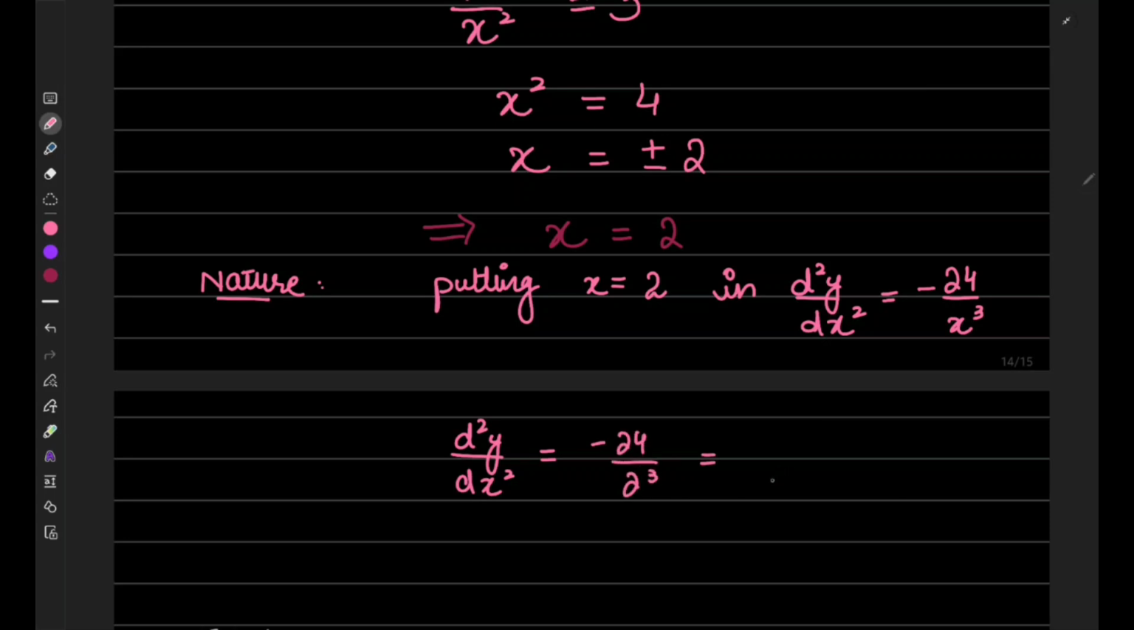That gives you minus 24 over 8, that gives you minus 3. It is less than 0. So that means if you have less than 0, that means you have a relative maximum. Okay, so a relative maximum is at x equals 2.